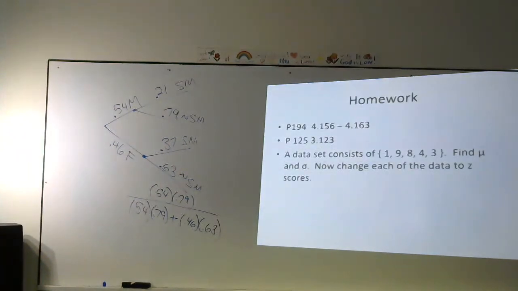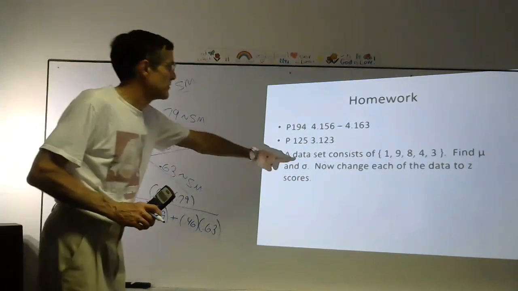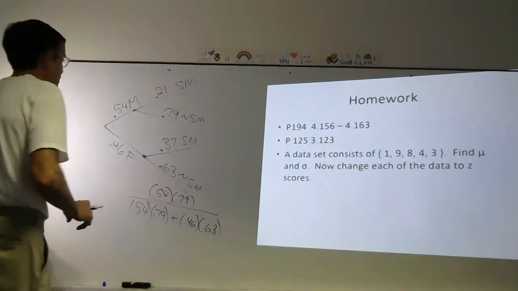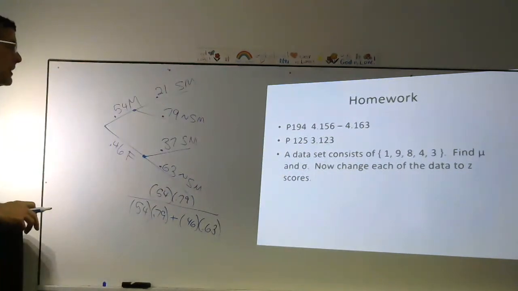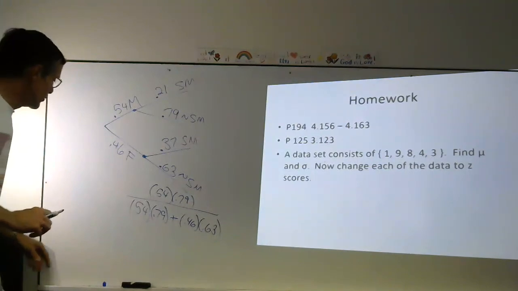Okay, homework. I've got one extra problem. Find the mean and the population, remember, that's a sigma, population standard deviation, and change each one of the data to z-scores.